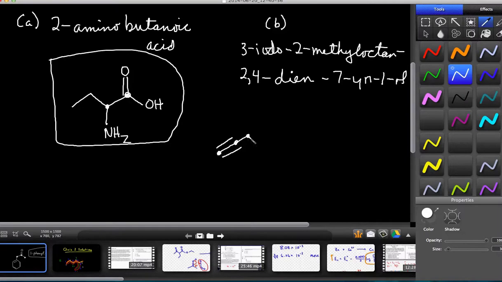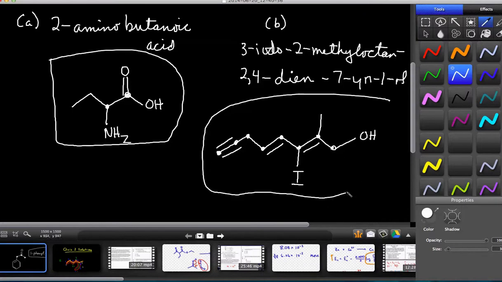Carbon 6, 5, 4, 3, 2, 1. 1, 2, 3, 4, 5, 6, 7, 8. Double bonds between carbons 2 and 3 and carbons 4 and 5. Alcohol at carbon 1. Methyl group off of carbon 2. Iodine off of carbon 3. Of course, you could have flipped this around as well. But here's the correct answer for part B of question 2.